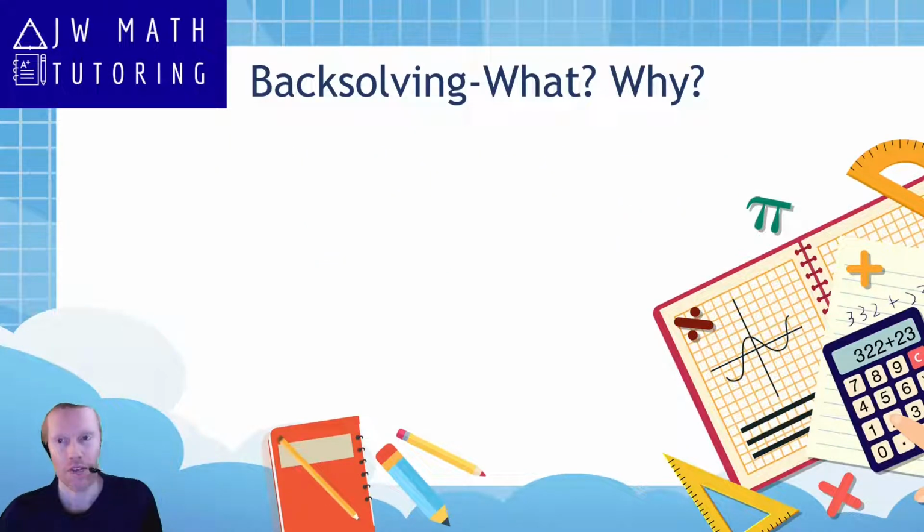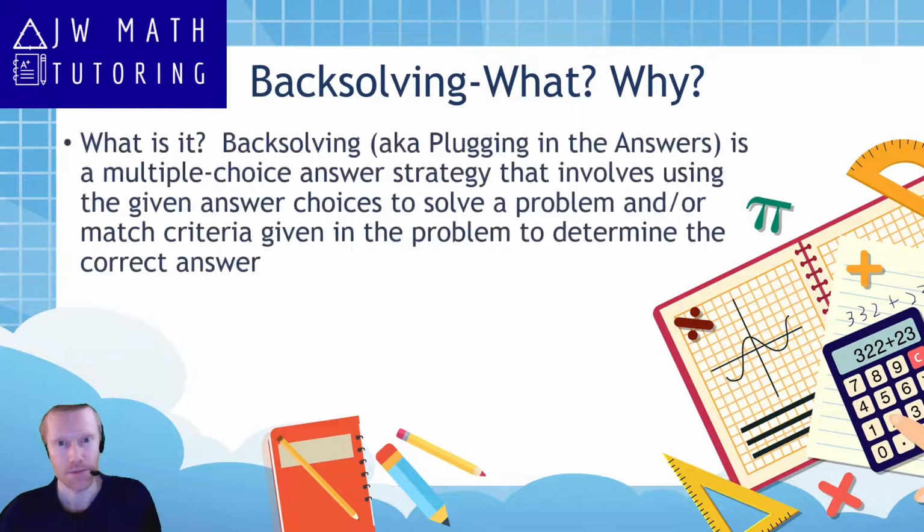So what is backsolving and why would you do it? Backsolving, or as it's also known, plugging in the answers, is basically a multiple choice answer strategy that involves generally using the given answer choices to solve a problem. And the way you do that is by basically working out the problem and matching criteria or information that is given in the problem, and this allows you to determine which answer is the correct answer. Essentially, in a lot of cases, it's working the problem kind of backwards to figure out which answer has to be the correct answer.